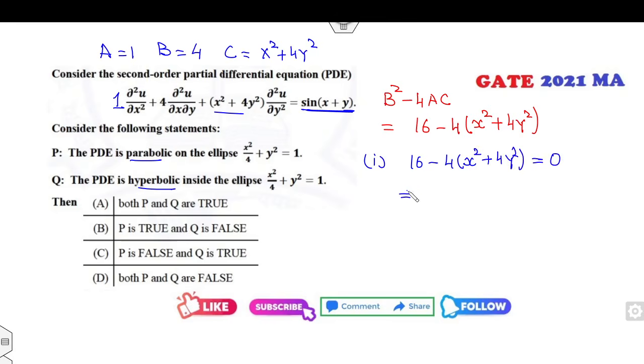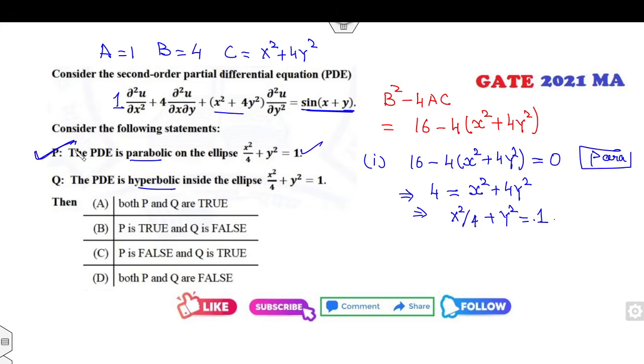Fine, so can you solve it? I can divide by 4. It is x square plus 4y square, so that means x square by 4 plus y square is equal to 1. I started with parabolic and reached this. Yes, it's a correct statement. So P is my correct statement, and the other is false. Both are false, cancel out.